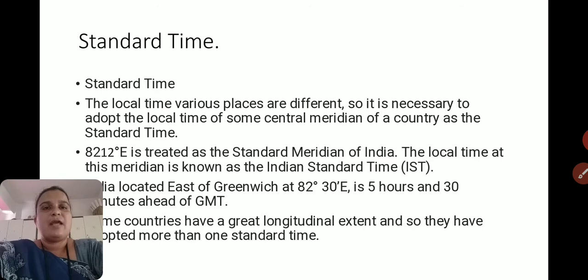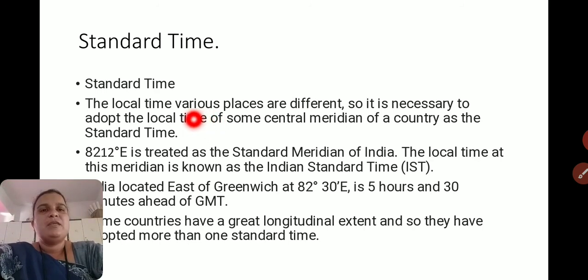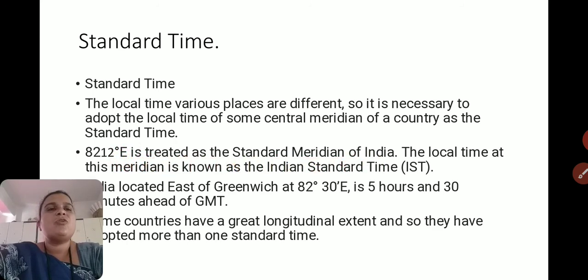Now the standard time. What is standard time? See, the local time of various places is different. So it is necessary to adopt the local time of some central meridian of a country as the standard time. In India, 82 and a half degree east is treated as the standard meridian of India.